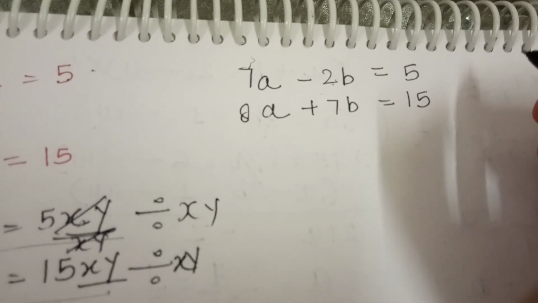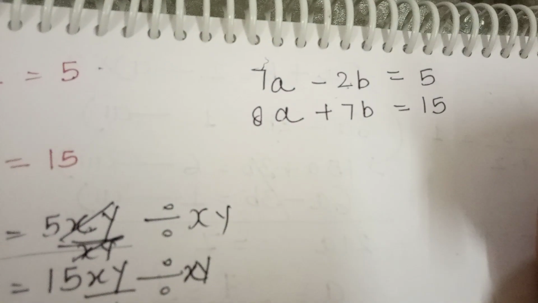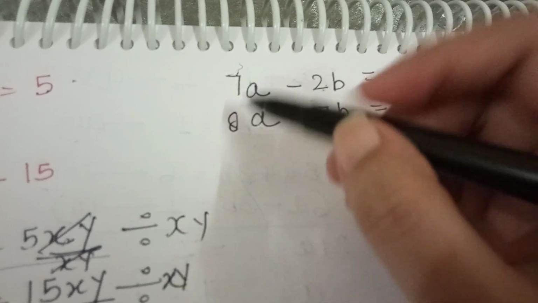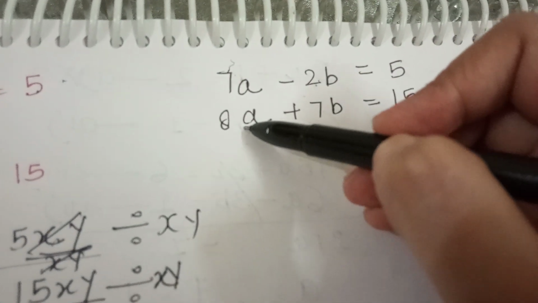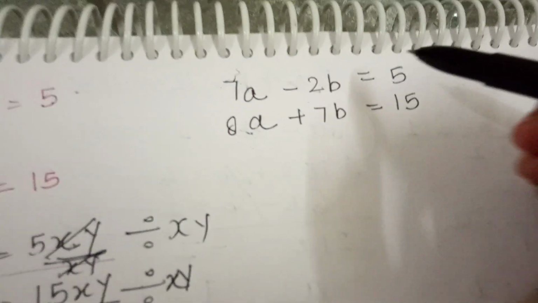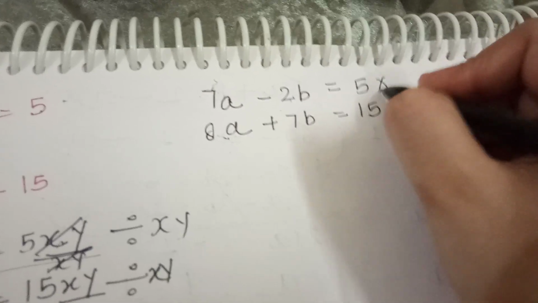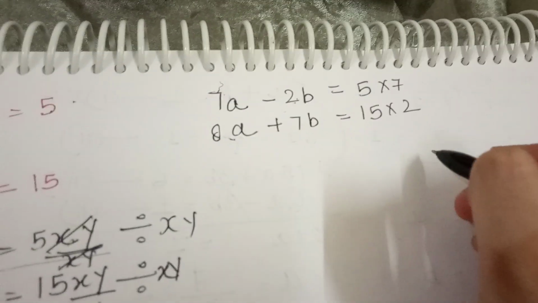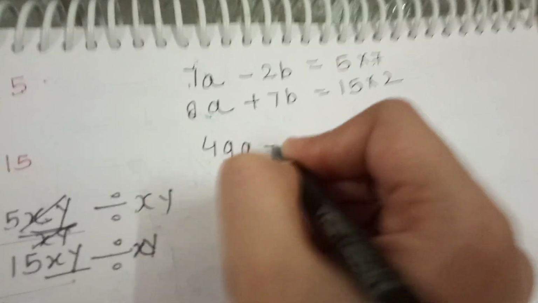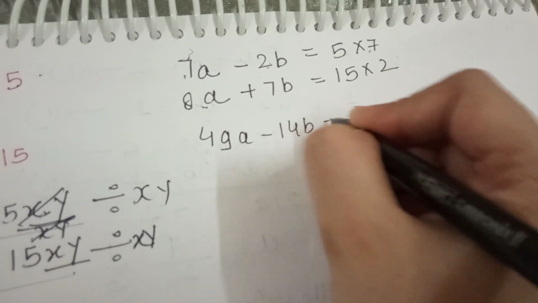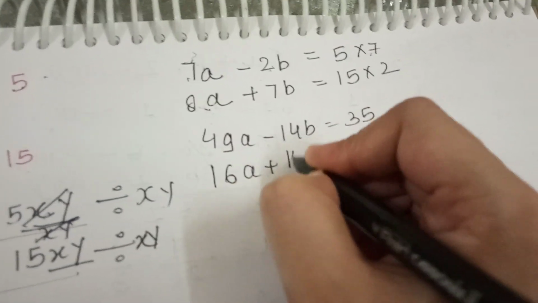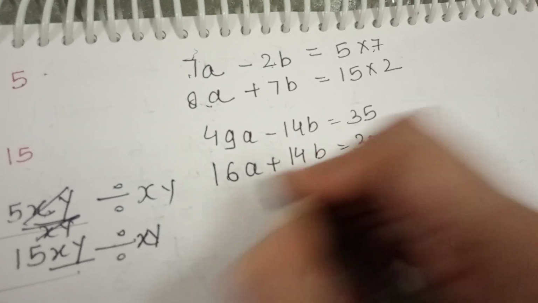Which variable you will do the equal, any one you can choose yourself, but I am choosing the b one, because if you will take a, then I need to multiply 8 in the whole equation by 7 in this whole second equation. So I am taking these by 7 and by 2. Fine. So 7 into 7 49a minus 2 into 7 14b equal to 35. 8 into 2 16a plus 7 into 2 14b equal to 30.